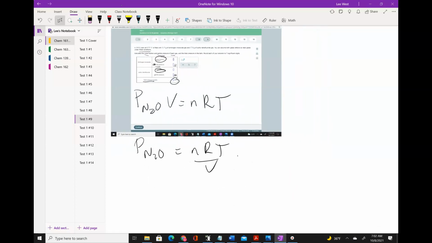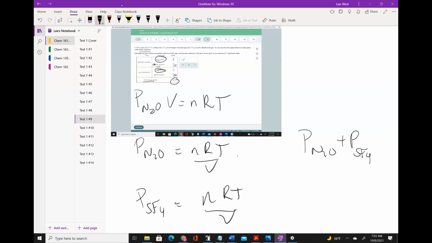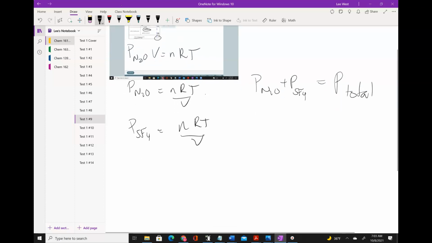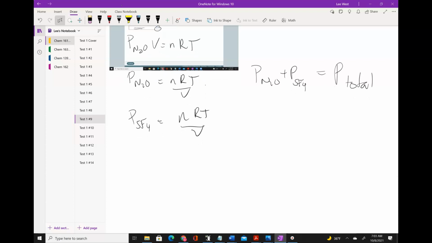In the same way, I'm going to calculate the pressure of the SF4, which will be the number of moles of SF4 times RT on the volume, and then I'm going to add those two together to get the total pressure. That would be valid. Once I've got that bit, I'm going to work on the mole fraction, which won't be too difficult. All right, so let's go ahead.